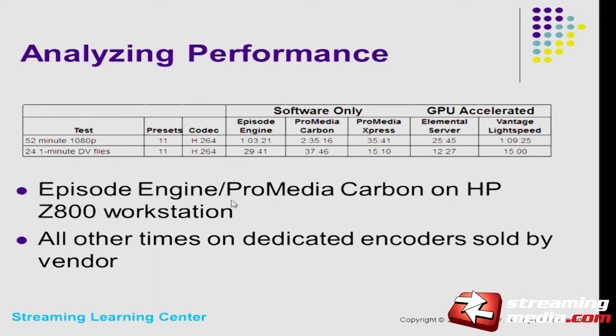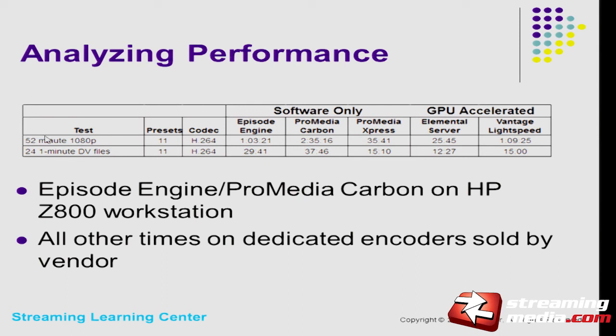ProMedia Carbon, which is the old Rosetta Carbon coder, which I thought in its day was one of the fastest systems I ever saw, produced these 11 files in 2 hours and 35 minutes compared to 25 minutes for Elemental Server. So to produce the same kind of throughput with this product, you would need something like 6 of them. All of a sudden, the $26,000 for Elemental Server or the $26,000 for ProMedia Express doesn't look so bad, because each one of those software licenses needs a hardware platform to play it on, and they're not free.